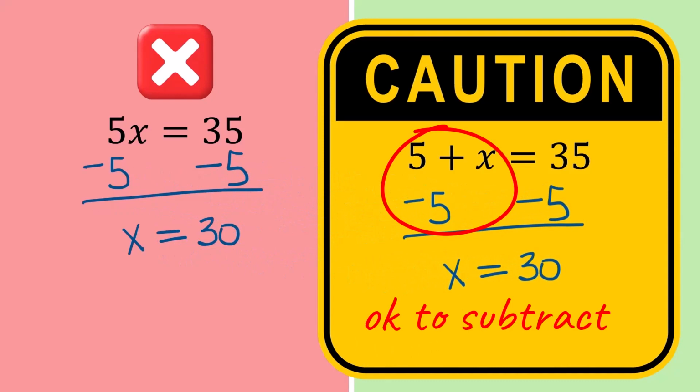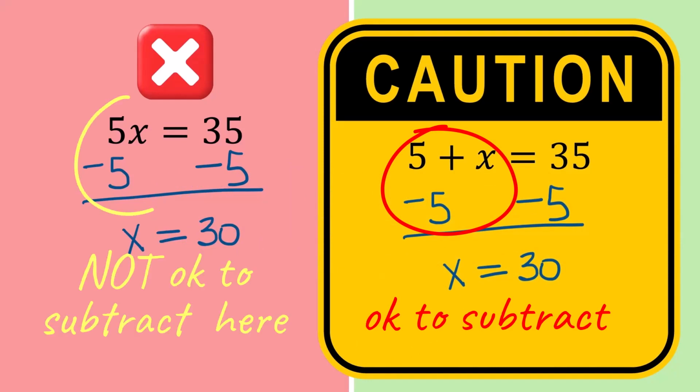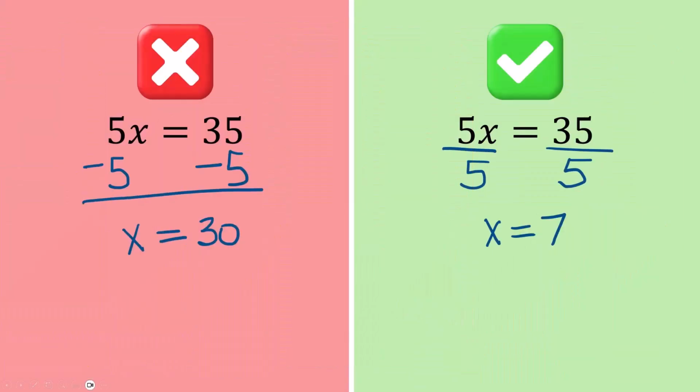You can subtract the 5 if the 5 is being added to the x. You cannot subtract a 5 that's being multiplied times an x. The correct way to do this one would be to divide both sides by 5, and 35 divided by 5 is 7, and that's the correct answer.